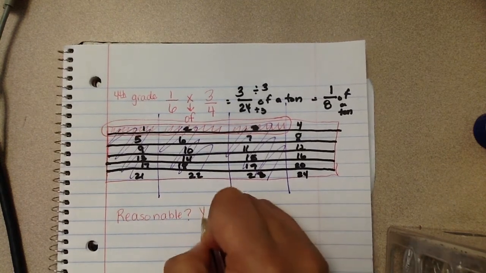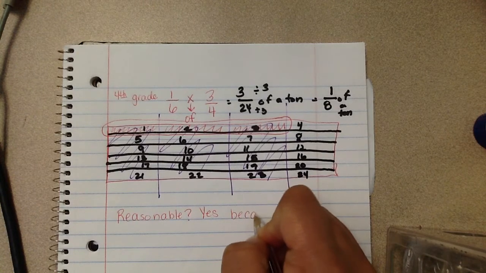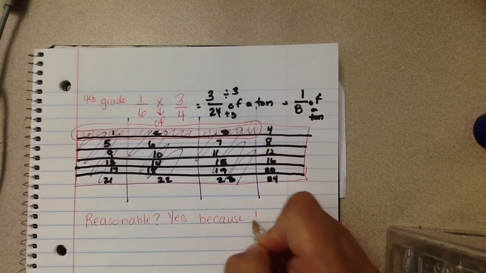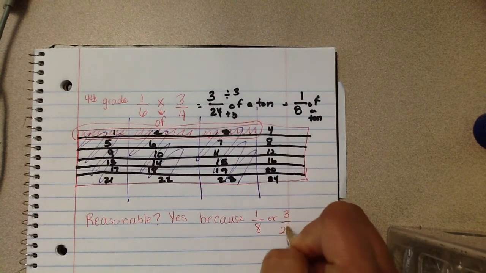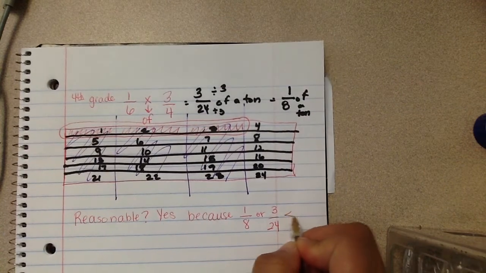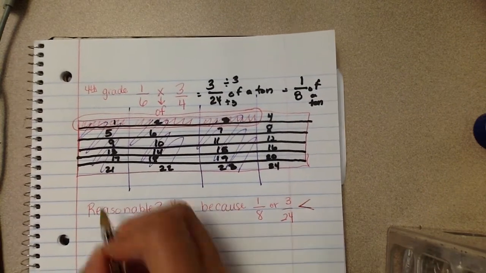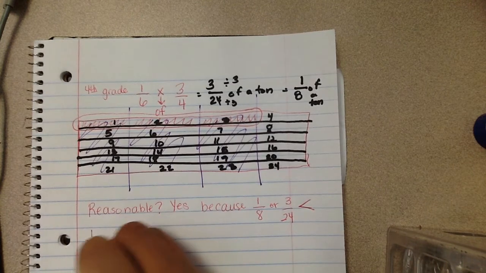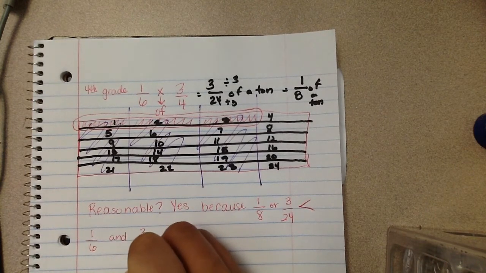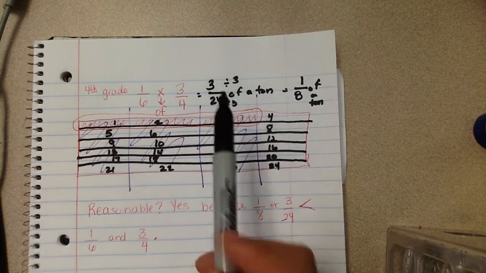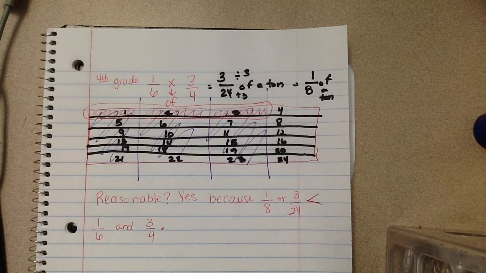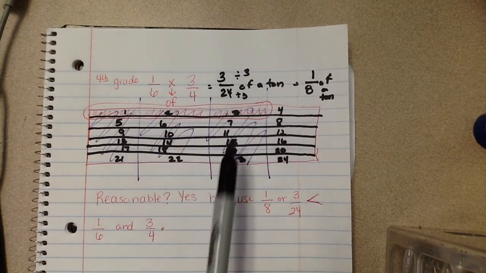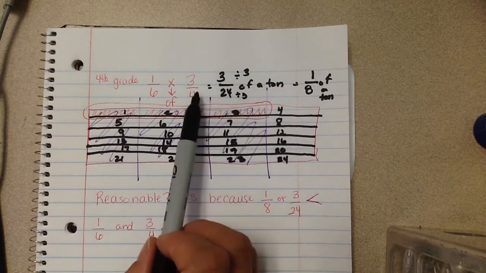Okay. Yes, it's reasonable because 1/8, which is my reduced fraction, or you could say 3/24, they're the same thing, is less than 1/6 and 3/4. My product, 3/24 or 1/8, is less than my factors, 3/4 and 1/6. I know when I multiply 2 fractions, my product should always be smaller or less than my factors.